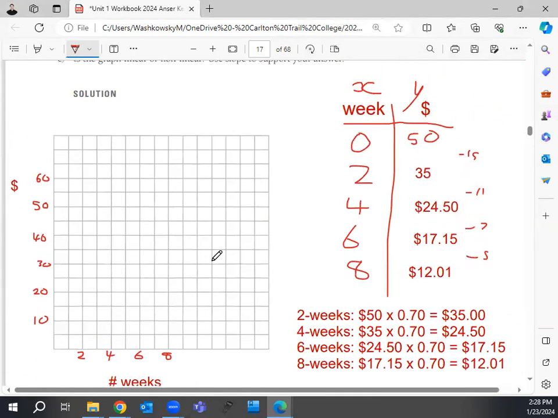I'm just going to quickly graph this, right? So at week 0, it's worth 50 big ones. At week 2, it's worth 35 bucks, which is about right here. At week 4, it's 24.50. At week 6, it's 17.15. Again, I'm just doing my best guess here, right? It's not going to be perfect. Then at 8, it's 12 bucks.